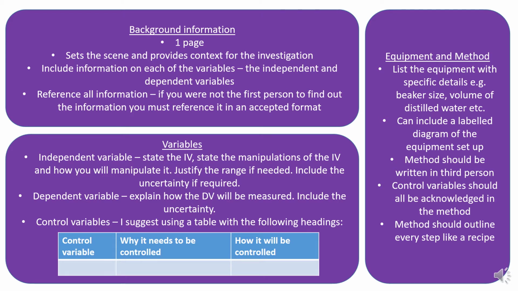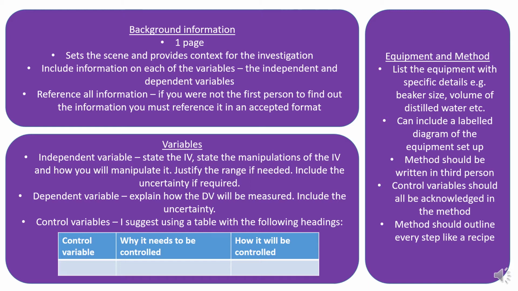Okay, you then need to state the variables in a little bit more detail. So you need to state the independent variable and the manipulations of the independent variable. So for example, if you're doing temperature, you need to state the temperatures that you're going to use and state how you're going to change the temperatures. So you might be using an electric water bath, you might be producing your own water baths. Things might be going in different rooms at different temperatures. So you need to state how the different temperatures will be achieved. If the range needs justified, then justify it and include the uncertainty if there is an uncertainty.